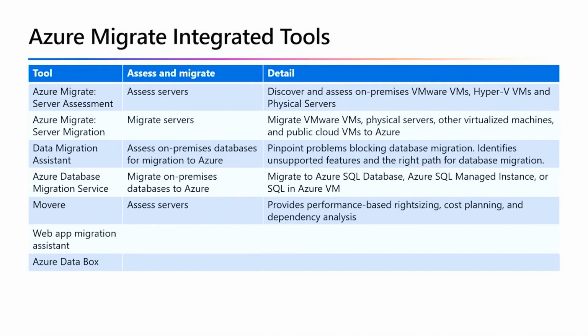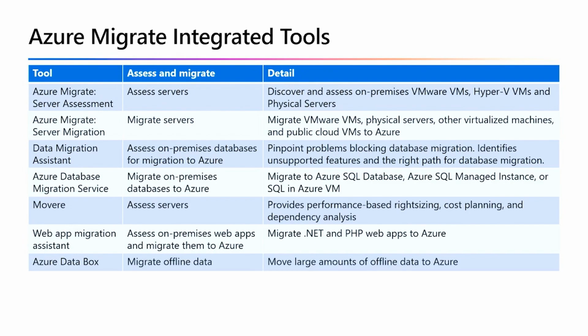Movere helps to assess servers, providing performance-based right-sizing, cost planning, and dependency analysis. Web App Migration Assistant assesses on-premises web apps and helps to migrate to Azure, with .NET and PHP web apps supported. Lastly, Azure Data Box migrates offline data with a focus on easily migrating large amounts of data to Azure.